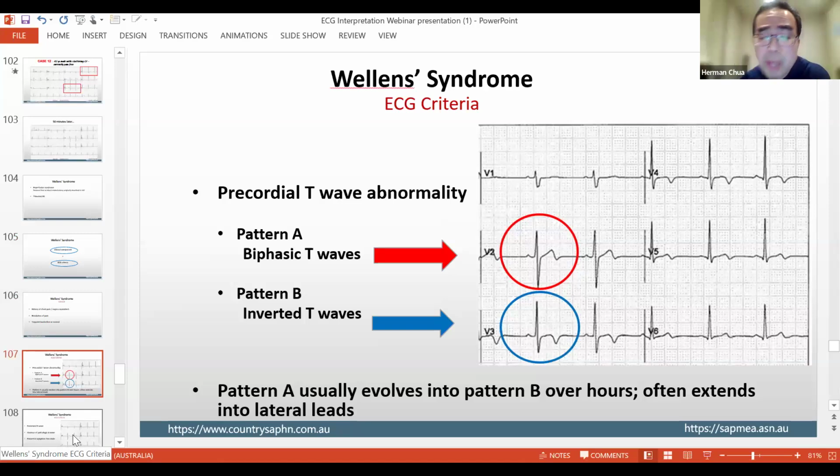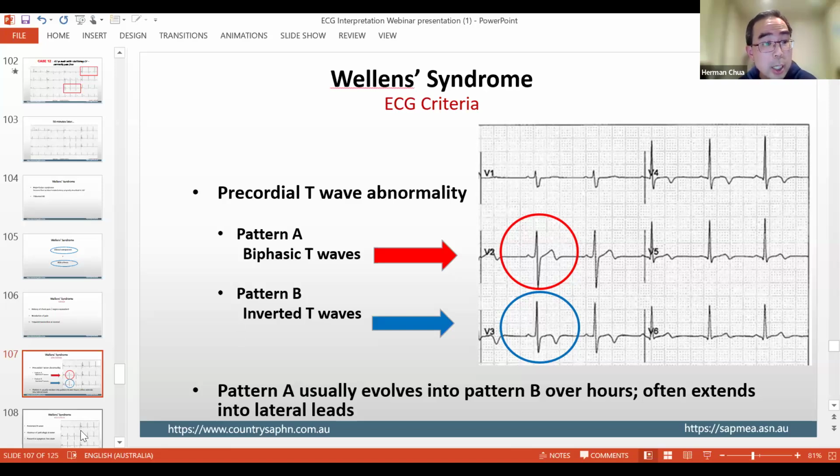There are two types of Wellens waves, right? Pattern A, which is the biphasic wave that you can see here in V3. And pattern B, which is a fully inverted T wave, as represented in V3. Sorry, biphasic in V2 and fully inverted in V3. And the rule is this: pattern A always evolves into pattern B if you leave it, if the patient remains pain-free and you repeat the ECG again, which I always ask people to do, because otherwise you don't see the dynamicity. That is exactly what we saw in our patient, right?